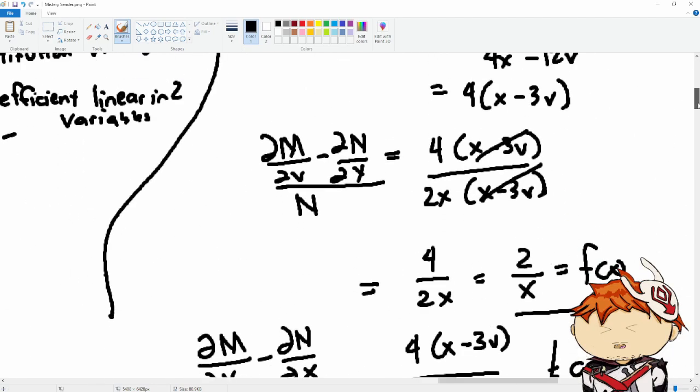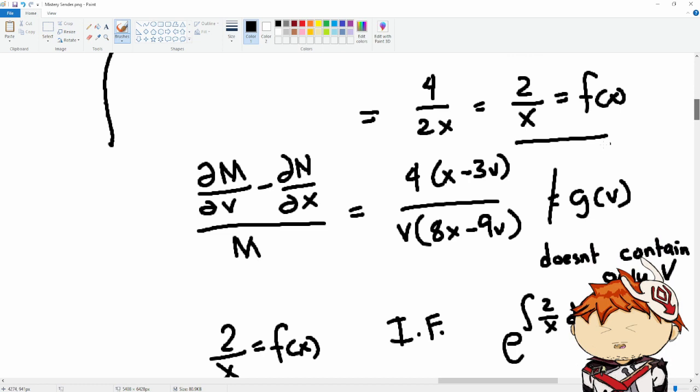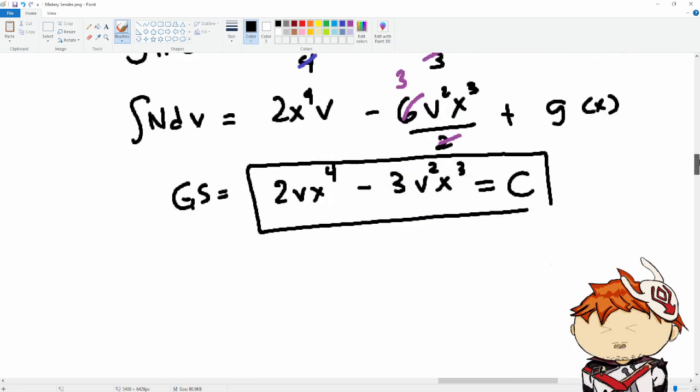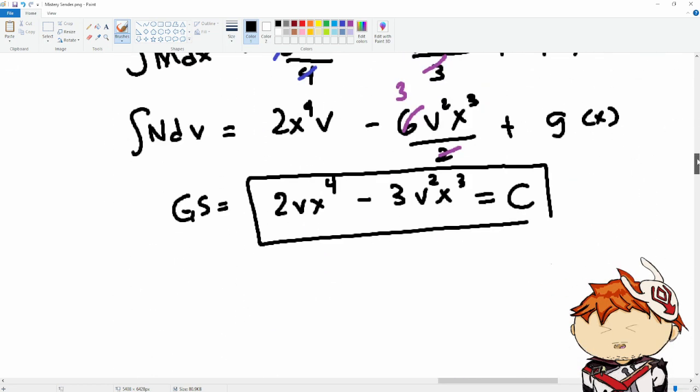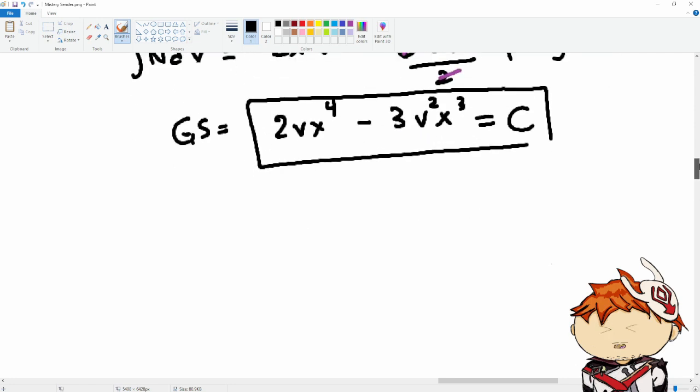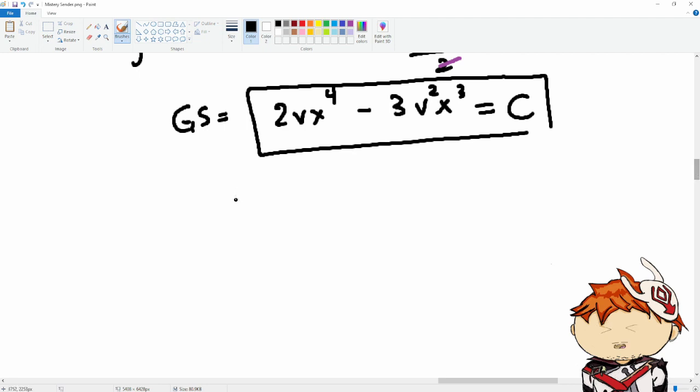Which is the case here: we divide it by M, it doesn't contain one variable only, so we cannot use M. We use N.